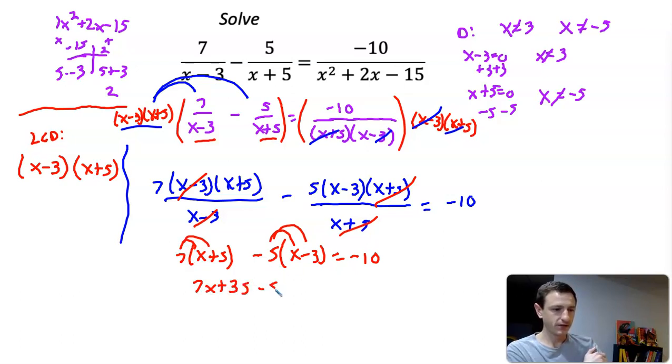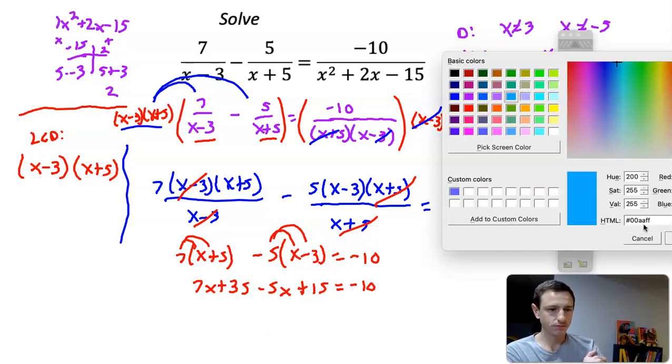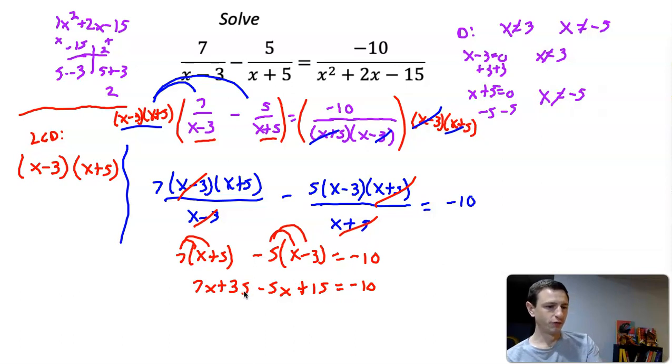Negative 5 times x is negative 5x. Negative 5 times negative 3 is a positive 15, equal to negative 10. Moving right along, the whole goal with multiplying by the LCD is to wipe out the denominators, leaving us with this nice manageable equation that we could solve. So then we're going to solve this. 7x minus 5x, 2x, 35 plus 15 is 50, equal to negative 10.